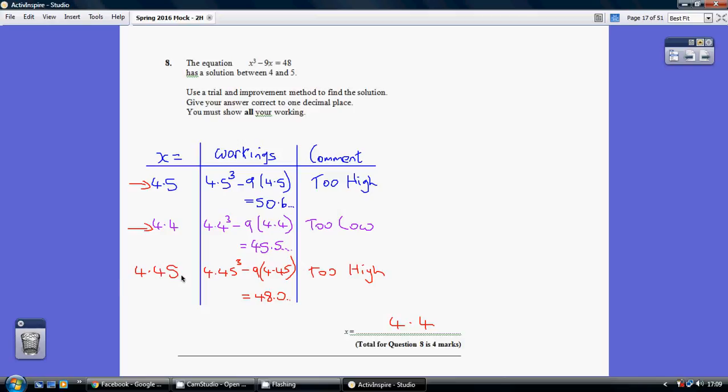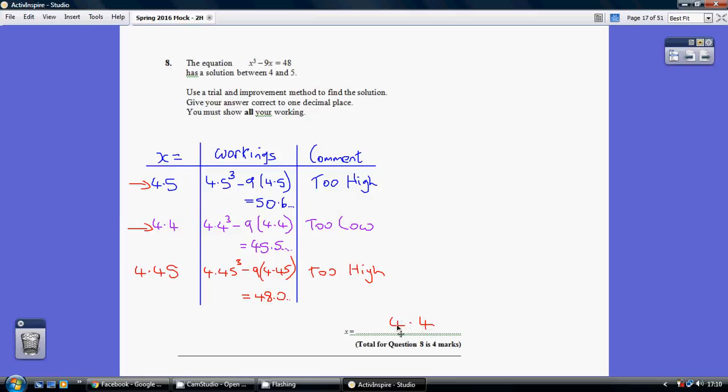So if 4.45 is too high, then the true answer must be closer to something a bit less than that. Therefore it's closer to 4.4 rather than 4.5. So we can give our answer as 4.4.